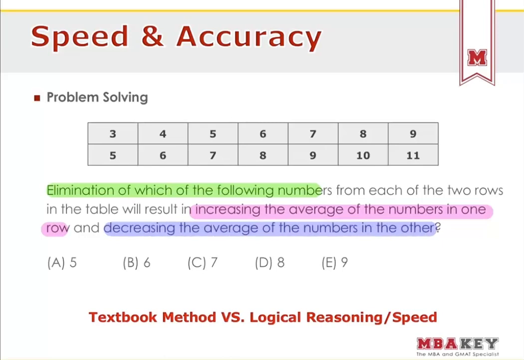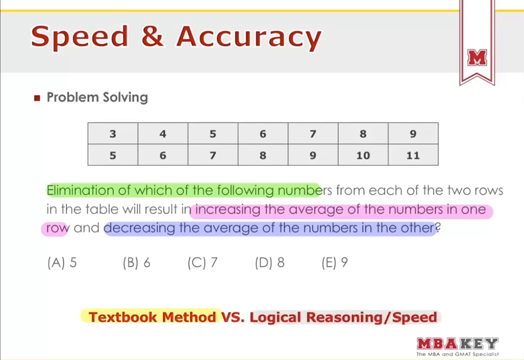Now, when we do math, there's a couple ways to approach math. The textbook method, where if you were to do an average for each line here, you would add each number and divide it by, there's 7 items here, divided by 7, and you would get 6. Do the same thing with the second row, and then maybe try to pull number 5 out and recalculate. Pull number 5 out and recalculate the new average. But we don't have time for that. The other way to take a look at questions like this would be to use logical reasoning or speed.